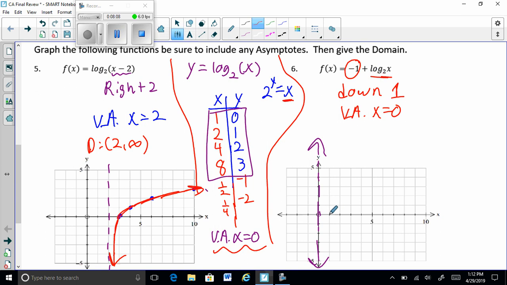So let's see, 1, 0, now we're down. 2, 1, go down. 4, 2, go down a unit. And then 8, 3, we go down a unit. All right, so curve it going up, like that, going down, like that. The domain on this one just is from 0 to infinity, right there. Okay, so that's graphing exponential and logarithmic functions.